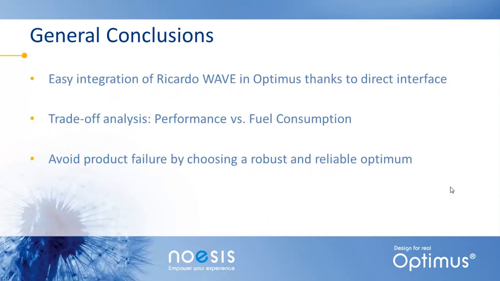So this part of the presentation has indicated that it is very easy to integrate Ricardo WAVE with Optimus, thanks to these direct interfaces. And in the first case, we have seen a trade-off analysis where we make a trade-off between performance and fuel consumption. And in the second case, we were able to avoid product failure by choosing a robust and reliable optimum.